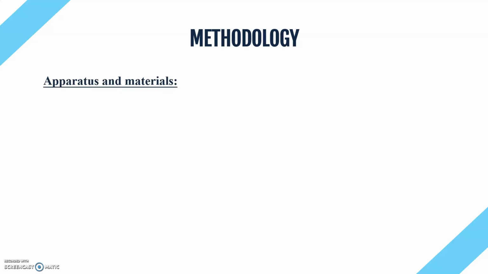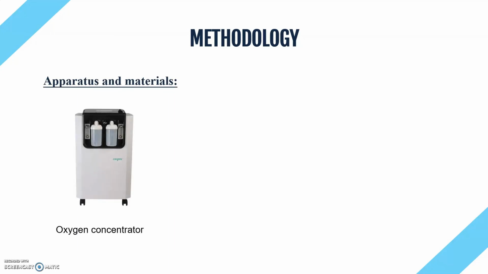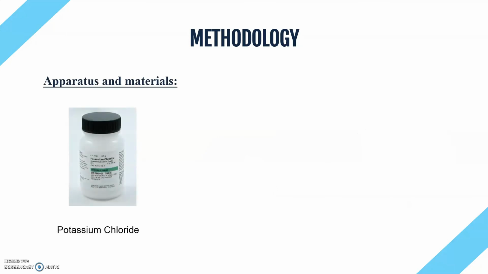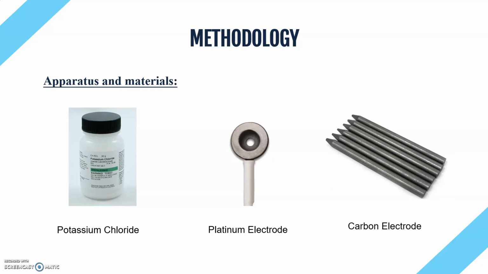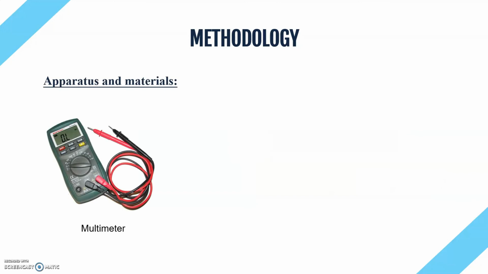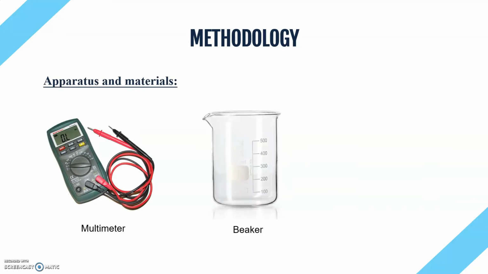Next is the methodology. This is the material that we're going to use. Firstly, the oxygen concentrator that will be supplying oxygen, a connecting tube, and a hot plate for warming the water. We have potassium chloride, platinum electrode, and carbon electrode for our galvanic cell setup. We'll be using a multimeter to measure the current change, and a beaker where we're going to submerge the connecting tube. We have the thermometer to measure the temperature of the water.